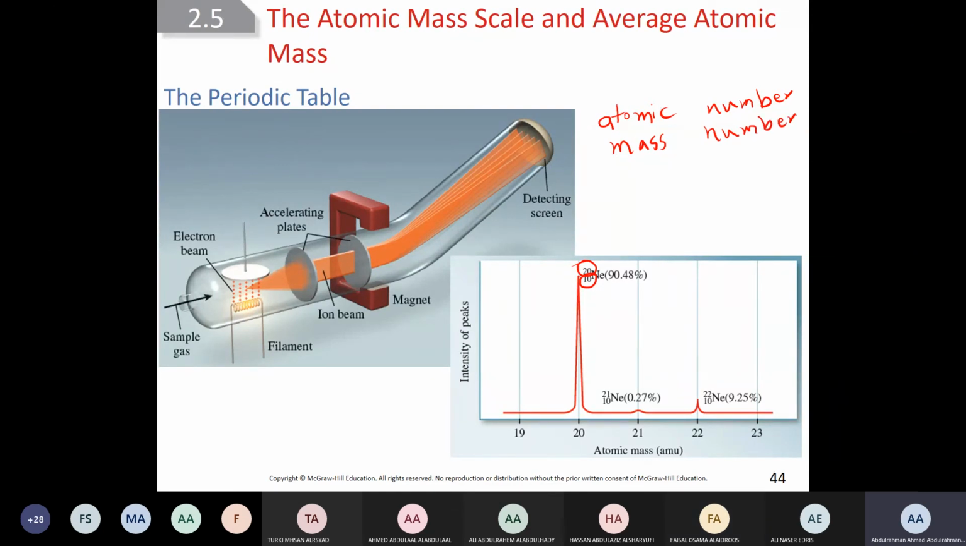Okay, good. What are these numbers here? You have to know the name. Relative mass. Relative abundance. Relative abundance. How much is available in nature?